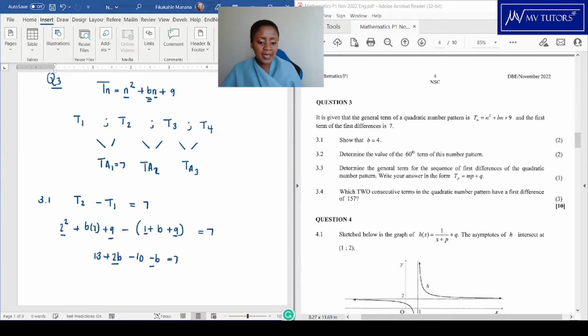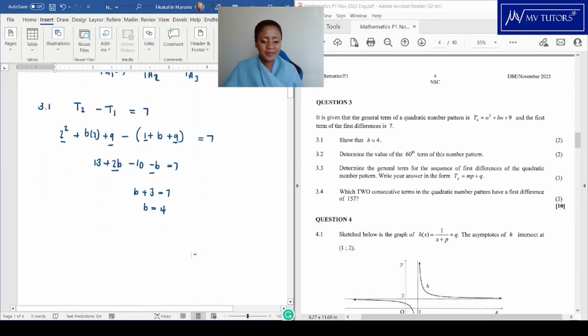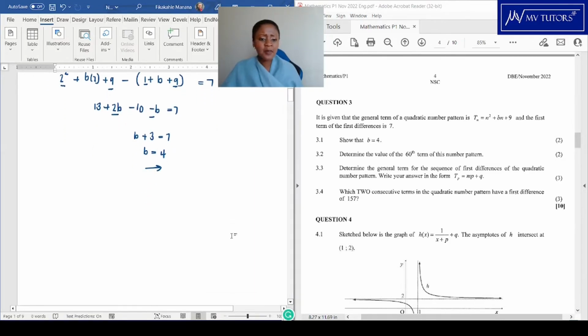So if I put the like terms together, 2b minus b is just b. 13 minus 10 is 3, and that's equal to 7. Therefore, b is equal to 4. So that is the nice 2 marks. If you, like I said, have a shorter way of doing it, great. If you're going to do it the long way, make sure you are aware of the time spent doing this question. You don't want to take too much time.